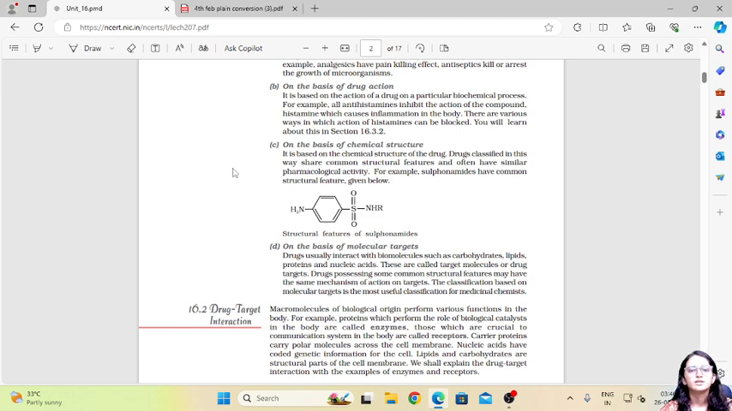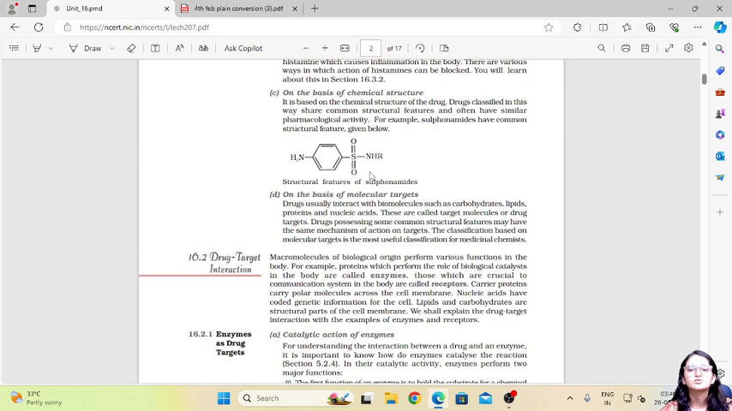Drug action is based on the action of a drug on a particular biochemical process. For example, all antihistamines inhibit the action of the compound histamine, which causes inflammation in the body. So there are ways in which the histamine action can be blocked. So this is about the basis of drug action.